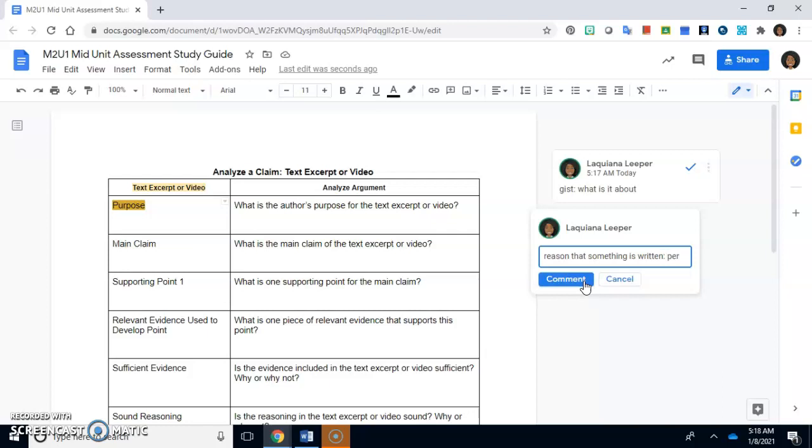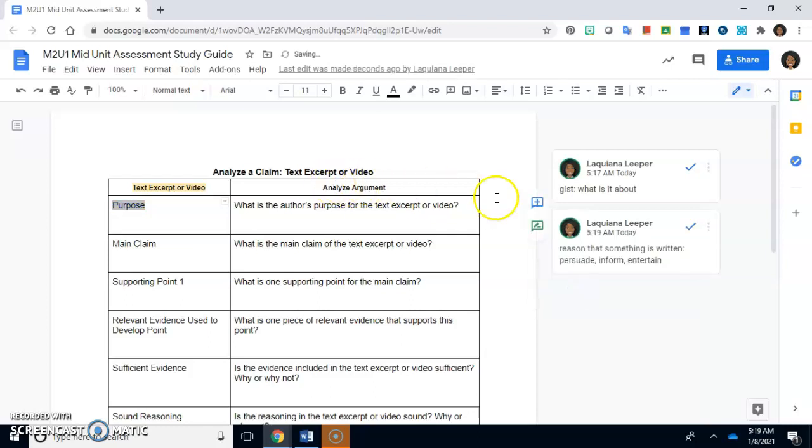We know that that might be to persuade, inform, entertain. However, it also might be to explain something. It also might be to present something, right? These are three biggest things, but it doesn't have to be written like that. So when the question is, what is the author's purpose for the text excerpt or a video?